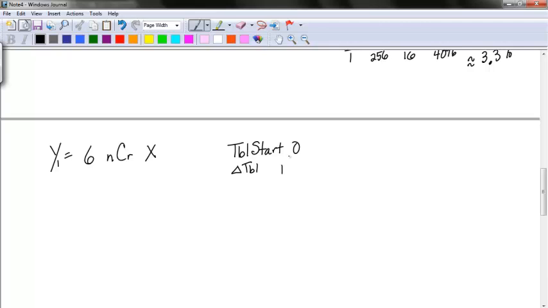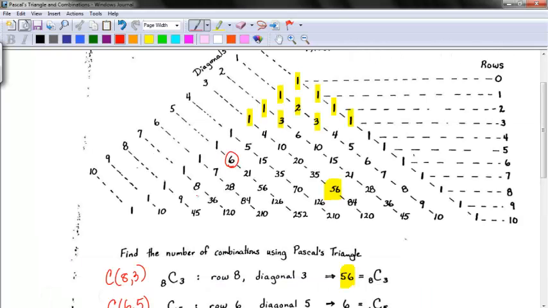Okay, then go to table set right above window on the top row. Do second function table set. Start the table at 0. Count the delta table, count by 1. Make sure it's auto. Okay, then do the table right above the graph key. Okay, and look at the second column under y sub 1. Here's 1, 6, 15, 20, 15, 6, 1. If you go back and look at that chart, isn't that this one?